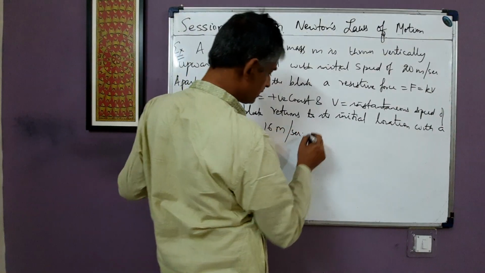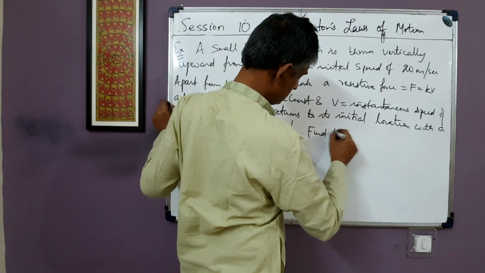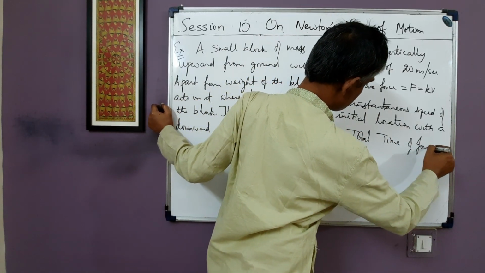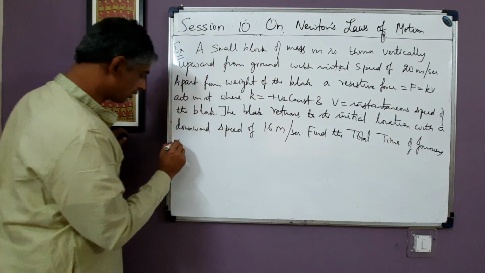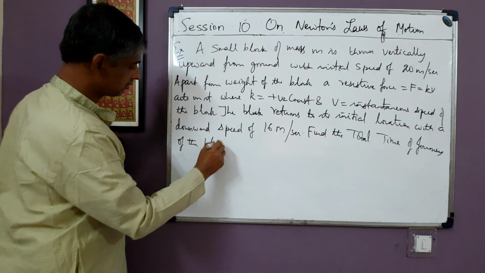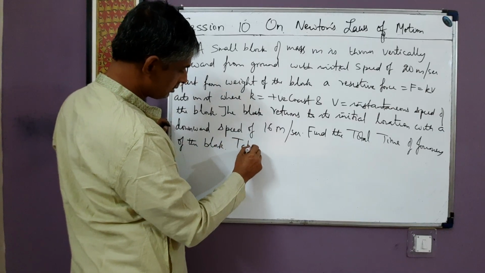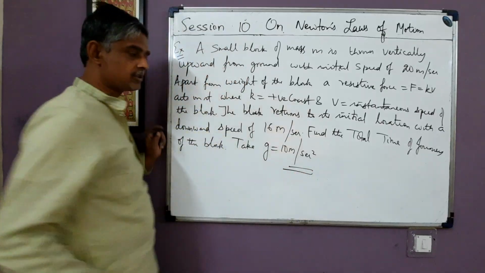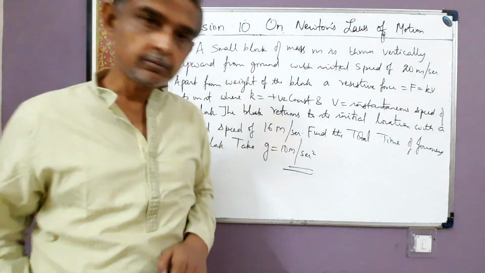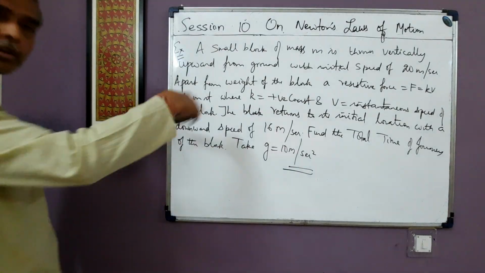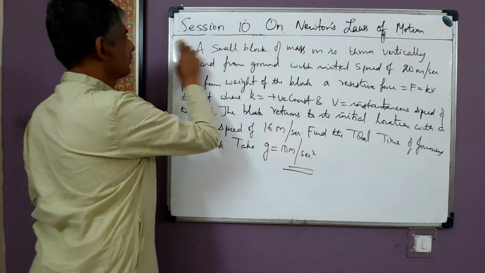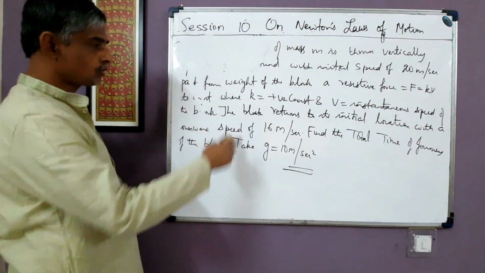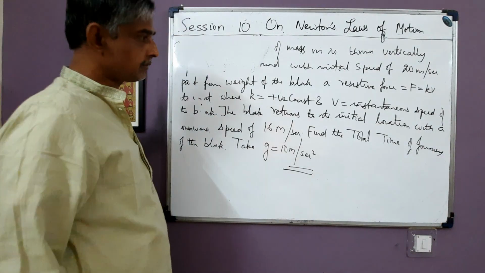Question is, find the total time of journey of the block. Take g to be equal to 10 meter per second square. Okay, this is the required question. Projected with 20 and returns with 16, g is 10.